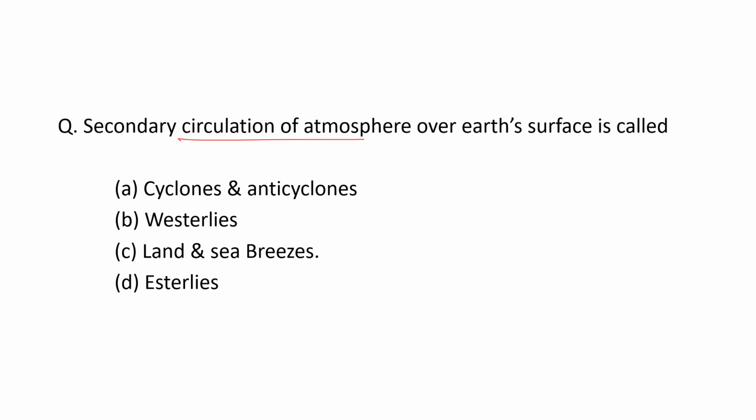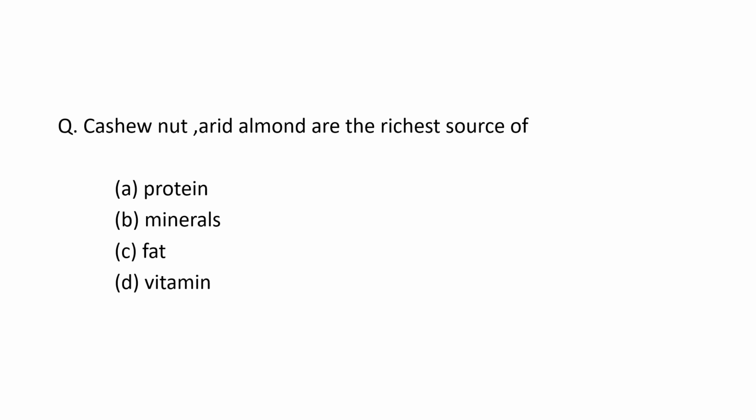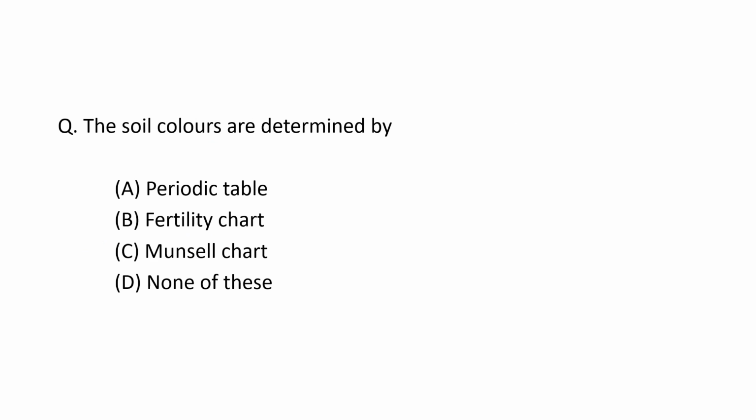Secondary circulation of atmosphere over earth surface is called. The right option is A, cyclones and anticyclones. Cashew nut, almond are the richest source of. The right option is C, fat. The soil colors are determined by, the right option is C, by the Munsell color chart.